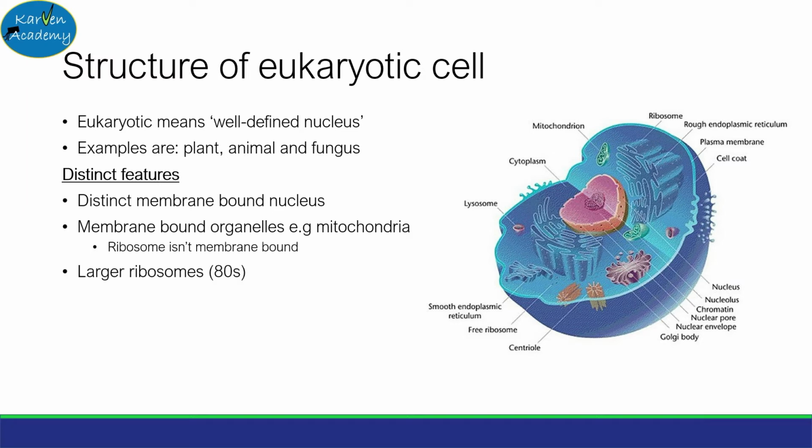Membrane-bound organelles are such as mitochondria. The ribosomes of eukaryotic cells are large, and they're called 80S, and the cells have linear DNA, so they don't start and end at the same point. And the DNA is bound to histone proteins, again which we'll cover in a later video. Unlike bacteria, eukaryotic cells don't have plasmids.